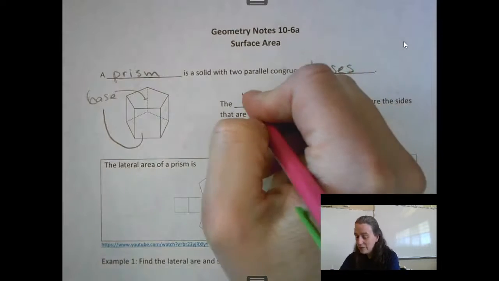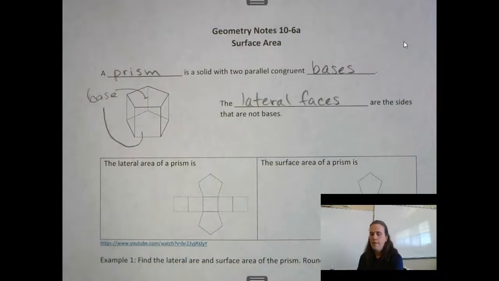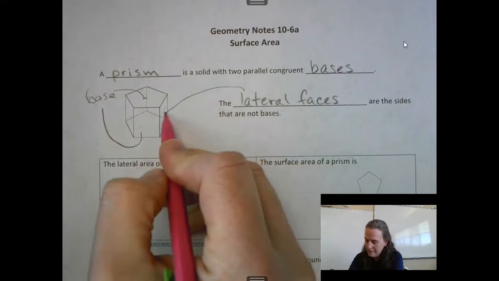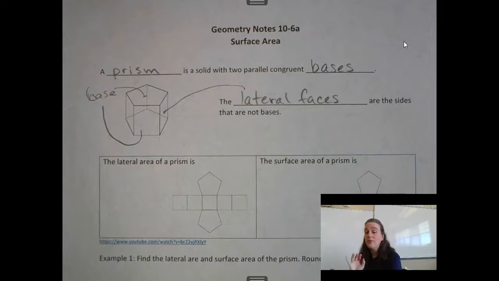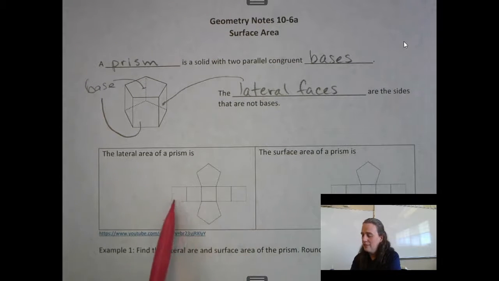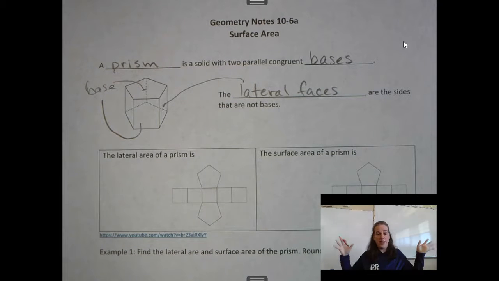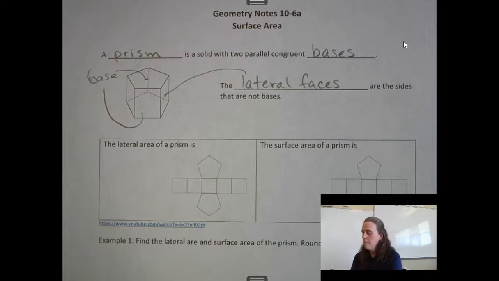It also has lateral faces, and that would be these side pieces, which are generally going to be squares that are connecting everything. To find the surface area of a figure like that, think about flattening it out. So if we bent the top up, we bent the bottom down, and we laid out all those lateral faces next to each other, this is what it would look like. This is like the net for it.